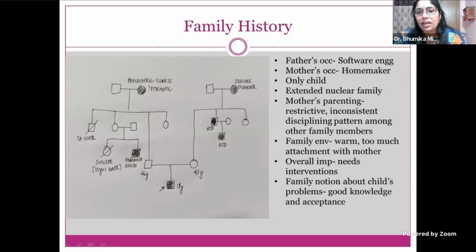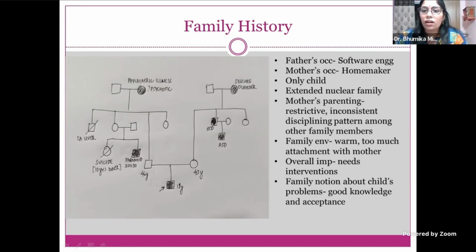On the maternal side, there is a history of seizure disorder in the maternal grandmother. There is a history of obsessive compulsive disorder in the child's uncle, who is on treatment for the same. And there is a history of severe autism in the uncle's child, so the child's maternal cousin.